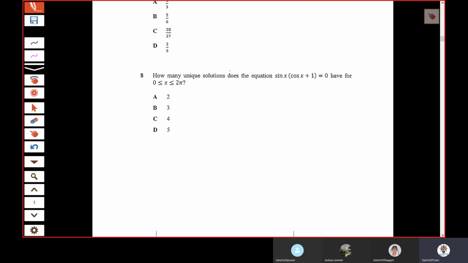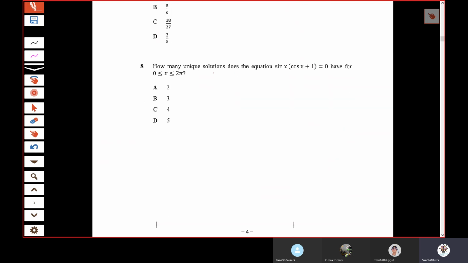Question. How many unique solutions does this equation have for 0 to 2 pi? Well, you'll just solve it, wouldn't you? If I had this, it's already factorized, thank you very much. So you're just going to write sine x equals 0. And then the other one would be cos x plus 1 equals 0. You'll start solving. So this one here, your first answer is 0.